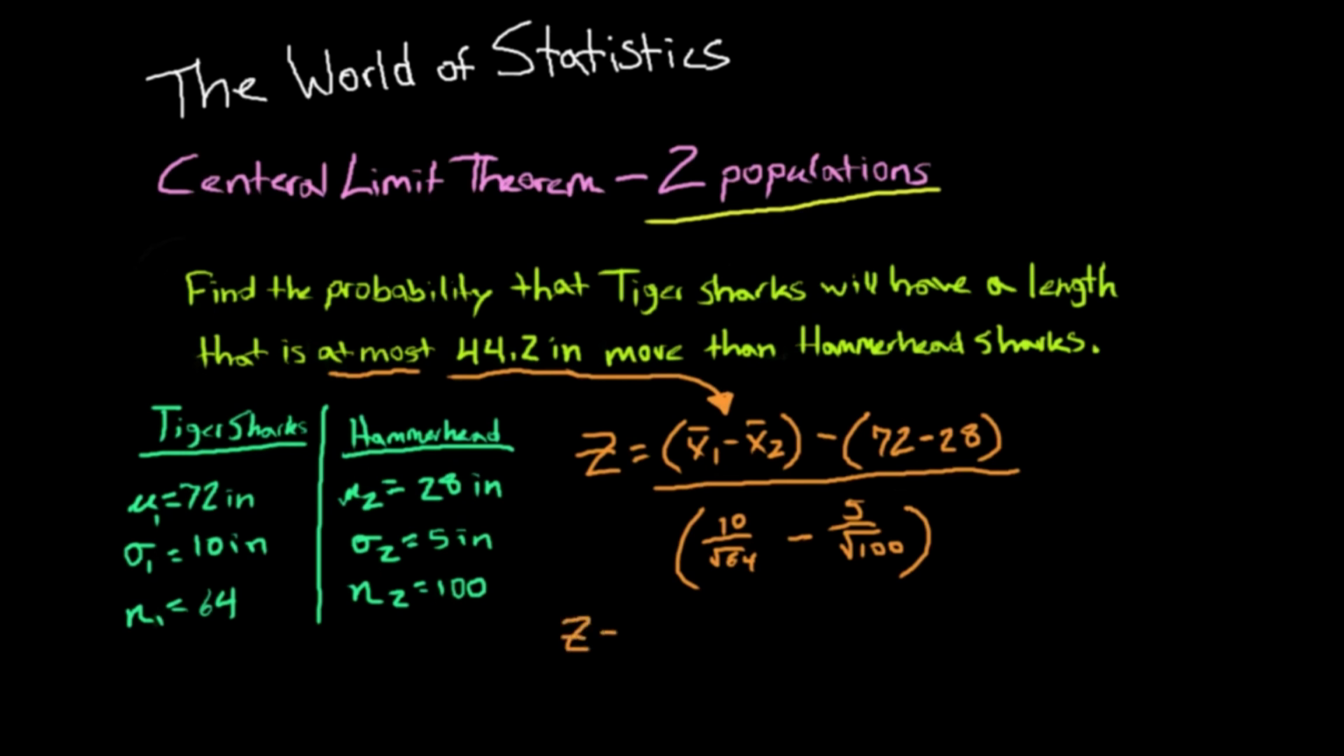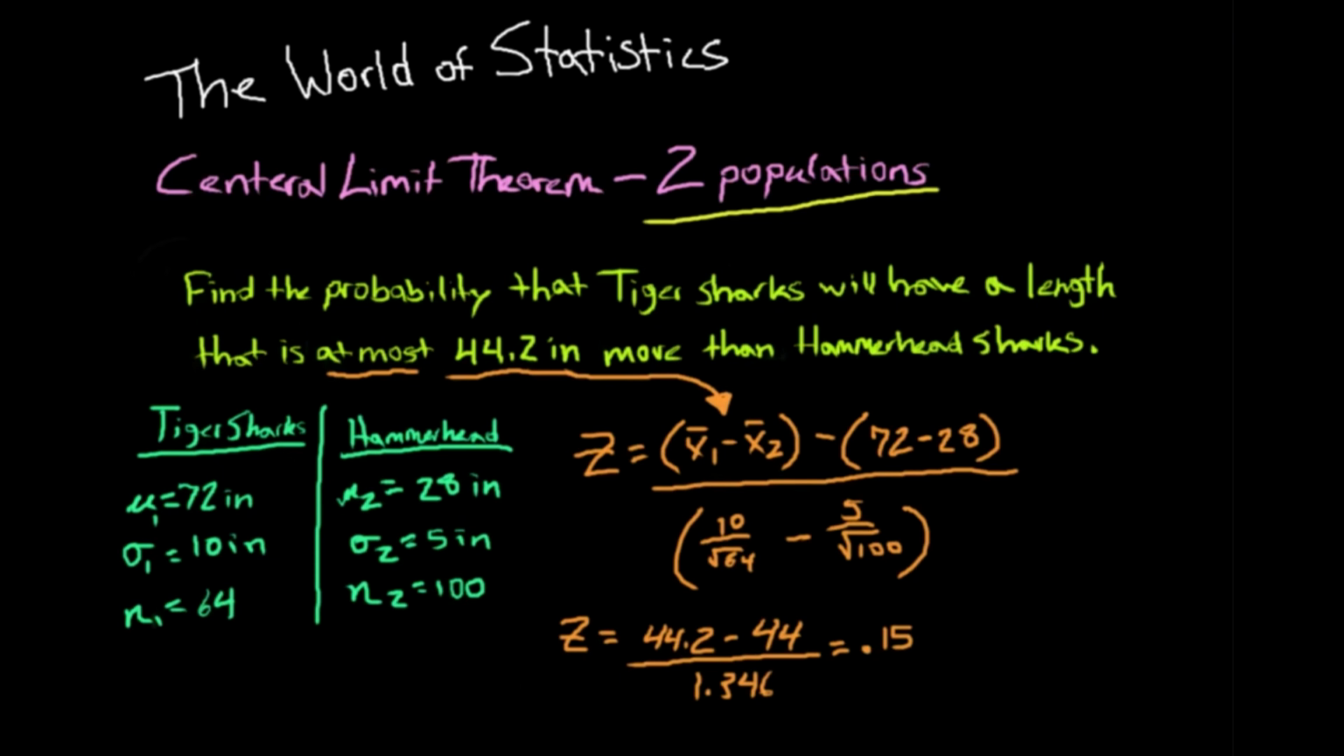So again, if we fill these in, our z is going to be equal to 44.2 minus 44, and we're going to divide by 1.346, and that gives us a z value of approximately 0.15. So now that we know our z value, the question is asking, find the probability that tiger sharks will have a length that is at most. So what that means is the probability that our z is less than or equal to 0.15, right?